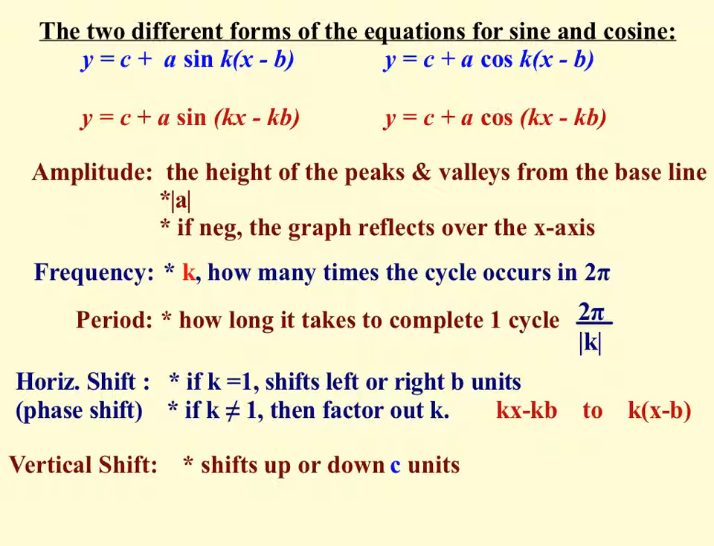The frequency, k, is how many times a cycle occurs in a domain of 2 pi. So frequency and the period of the graph are related. The period is how long it takes for one cycle to fully complete itself. Frequency is the number of cycles in 2 pi, so the period is 2 pi divided by the absolute value of k. Note also that k could be outside of a set of parentheses, or it could be distributed into those parentheses.